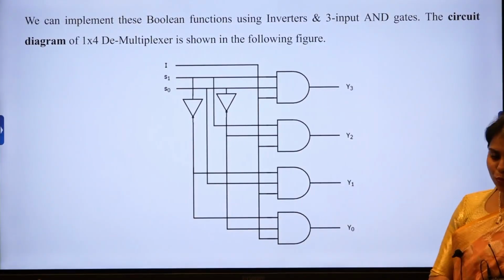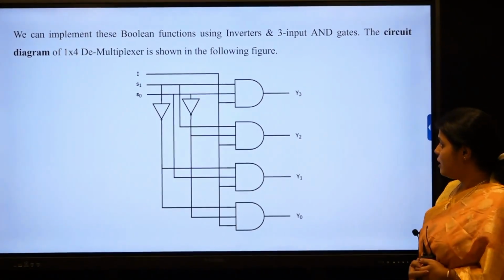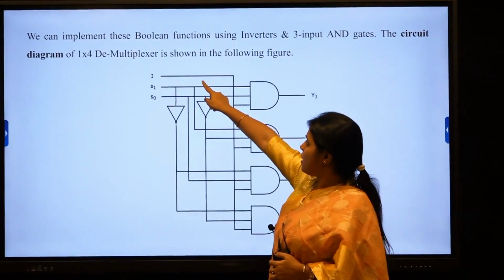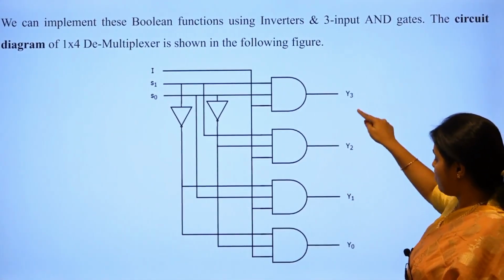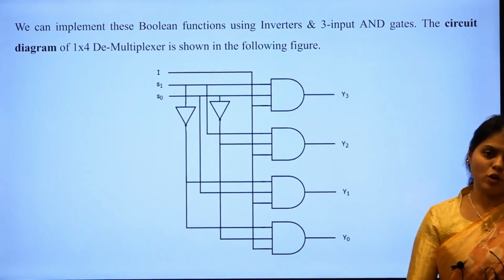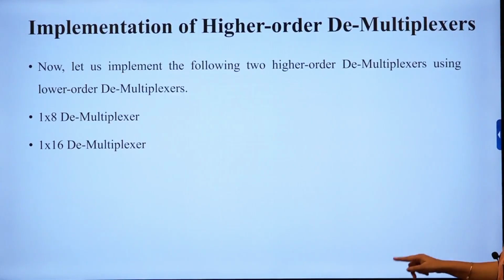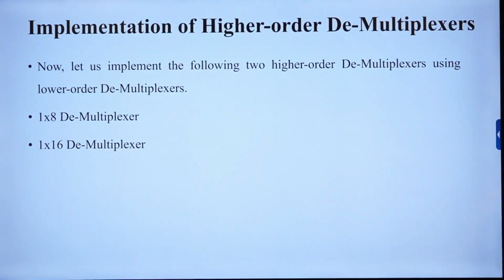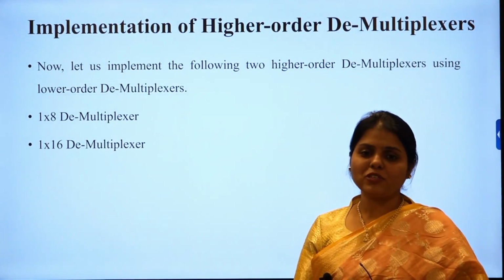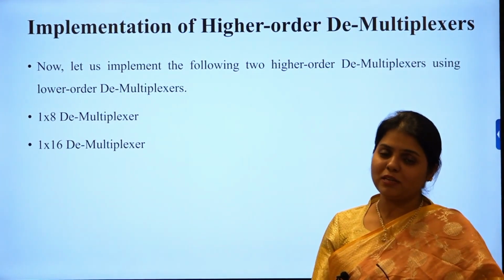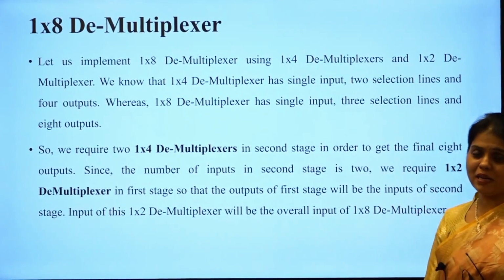Using those Boolean functions, I have designed my logic diagram here. So only one input, along with these 2 select inputs which are applied to the logic diagram, will produce 4 outputs, which are Y0, Y1, Y2 and Y3. Now similar to the 1/4 demultiplexer, we will try to design the higher-end demultiplexers, 1/8 demultiplexer and 1/16 demultiplexer, using 1/4. Now let's get to the 1/8 demultiplexer.